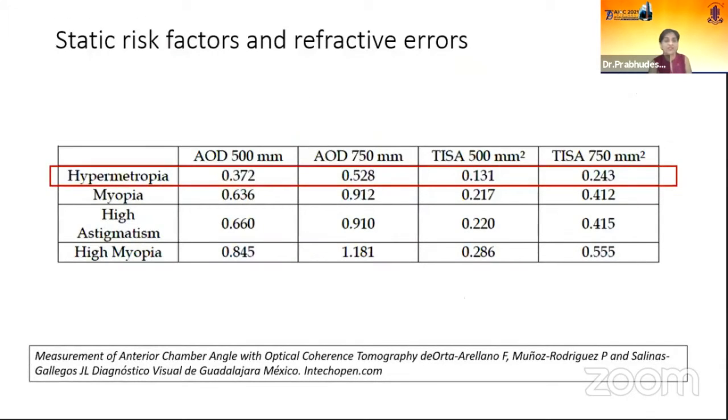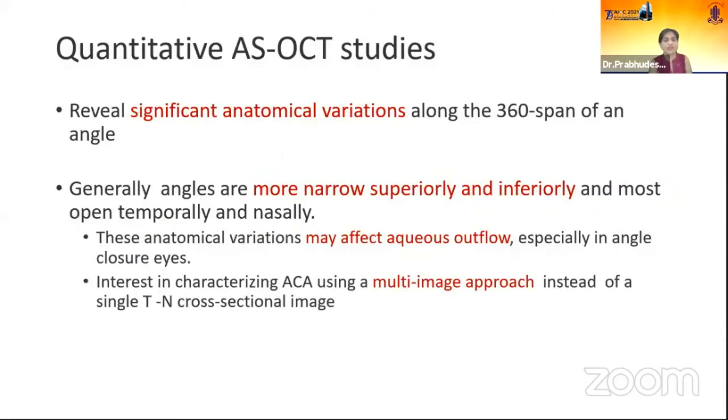These static factors are associated with refractive errors, and lower values have been found in hyperopia for all of them, that is AOD 500, 750, and TISA 500 and TISA 750. Quantitative studies reveal significant anatomical variation along the 360 degree span of an angle, and generally angles are more narrow superiorly and inferiorly, and more open temporally and nasally. These anatomic variations may affect the aqueous outflow, especially in angle closure eyes.